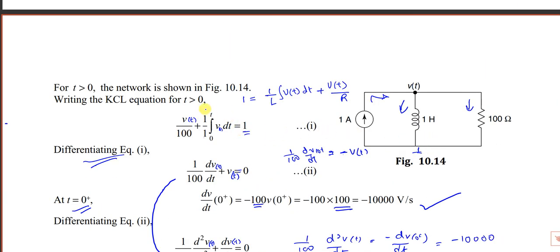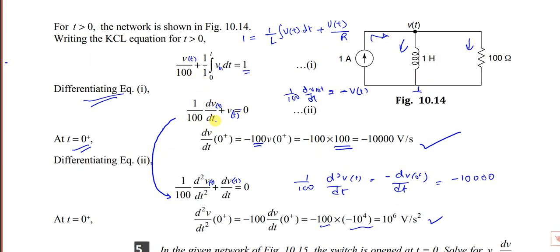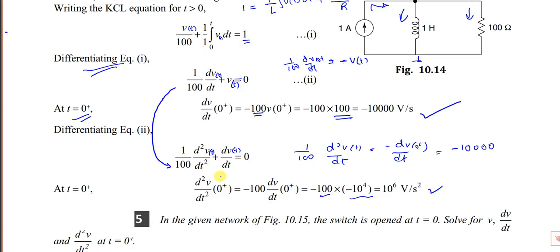For t greater than 0, apply KCL, Kirchhoff's current law. It states that the algebraic sum of current entering the node is 0; current entering the node equals current leaving the node. Current going to the node is 1 amp, and two currents are leaving: current through the inductor and current through the resistance. Differentiate one time and substitute t equals 0 plus. Once again differentiate, and substitute the value of dv by dt. You will get d²v by dt², in volts per second square.